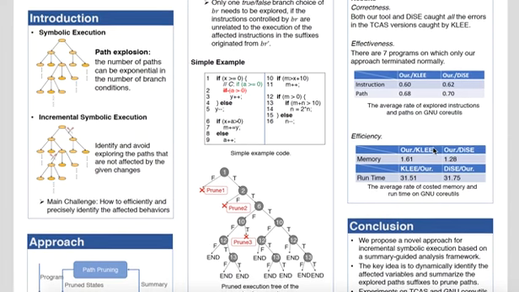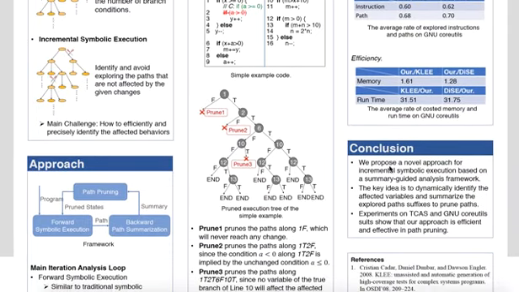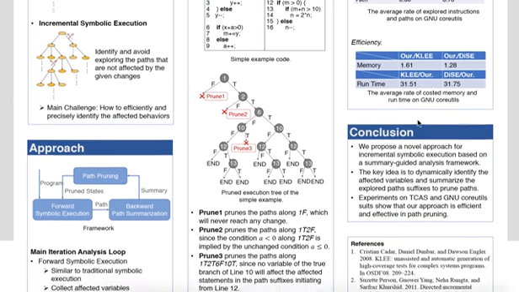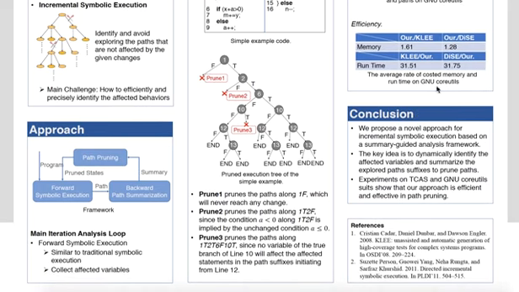For the effectiveness, on average, our approach reduced the explored instructions and paths to about 60% and 70% respectively. For efficiency, our approach needed about 61% and 28% more memory than KLEE and DiSE respectively, but our approach achieved about 61 times speed up over the other 2 approaches.